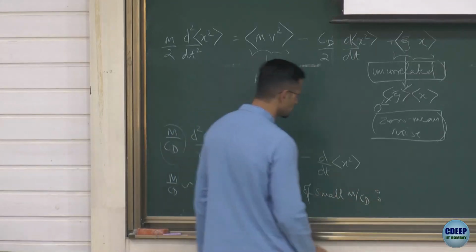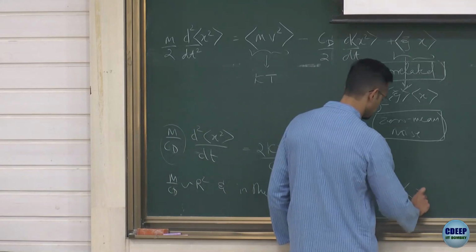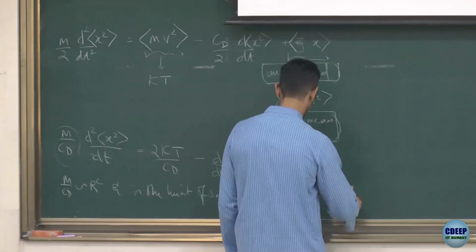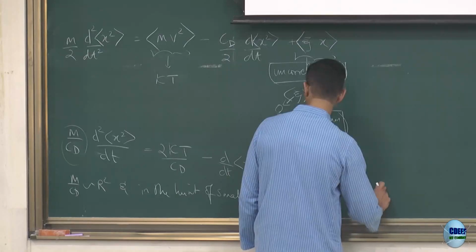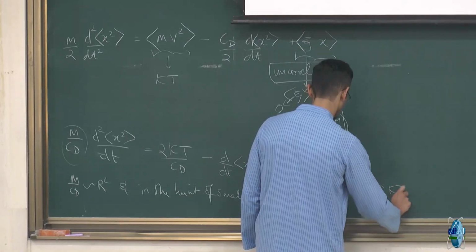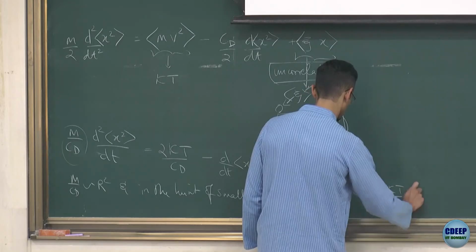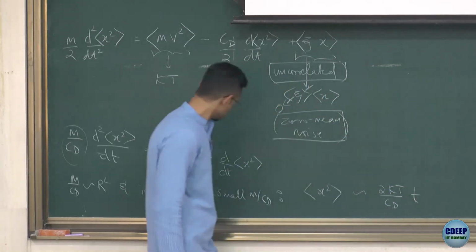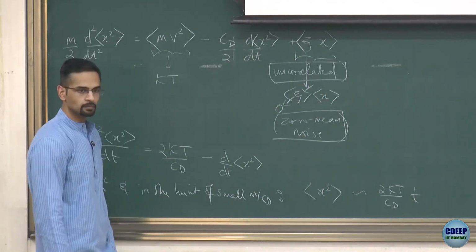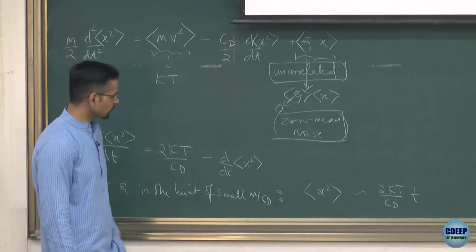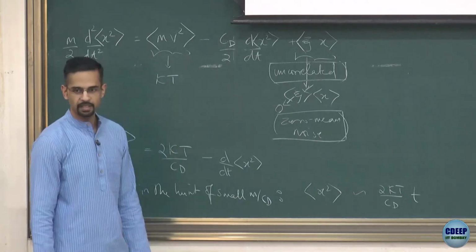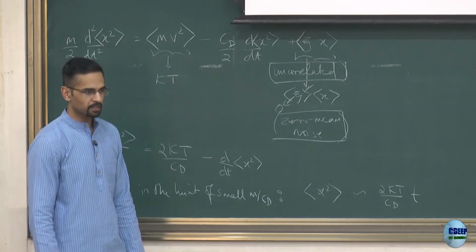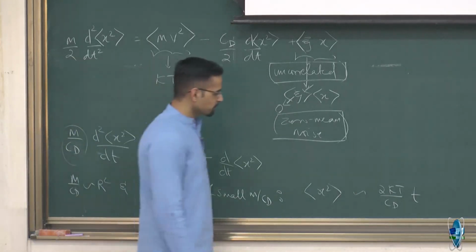Then this equation will simplify and I will immediately get, once again, that the mean square displacement grows in time linearly. This is the same thing we derived from the diffusion equation.